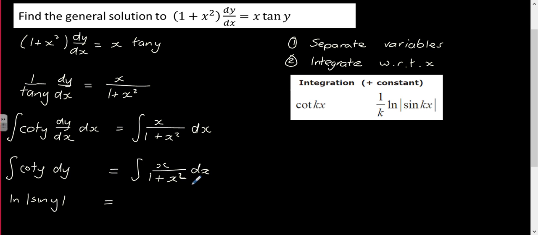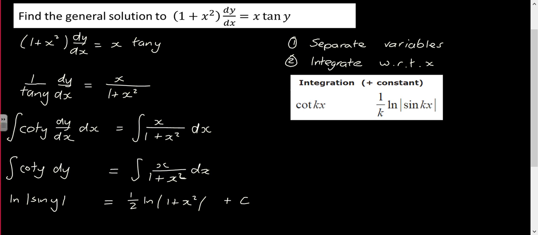And the reverse chain rule works if we can differentiate the denominator to have something like the numerator. So if we differentiate 1 plus x squared, do we get something like x? We do, we get 2x. All right. So we can actually integrate that by saying it's 1/2 of the natural log of 1 plus x squared. Okay, so that's that guess, differentiate, adjust. So now we have plus c on the end.